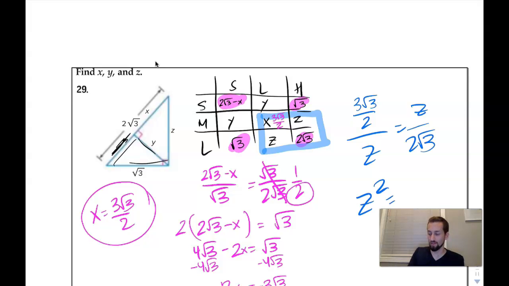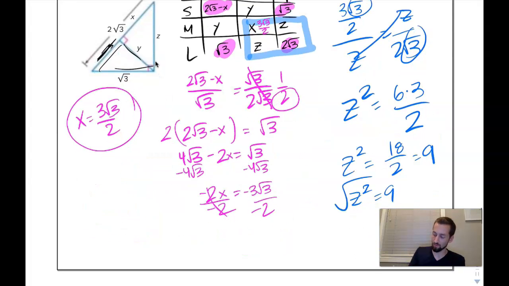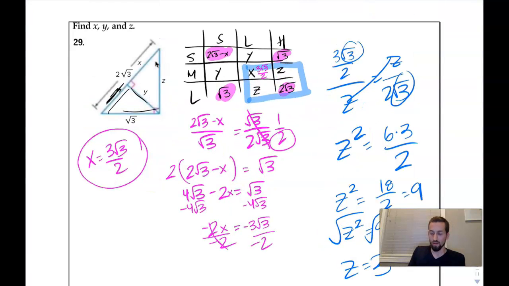All right, z times z is z squared, and then you end up with 6 times 3, this times the square root of 3 is 3 over 2. So we got z squared equals 18 over 2, which equals 9. And z squared is equal to 9. Square root, z equals 3. Okay. Hopefully that's helpful. You're seeing that.